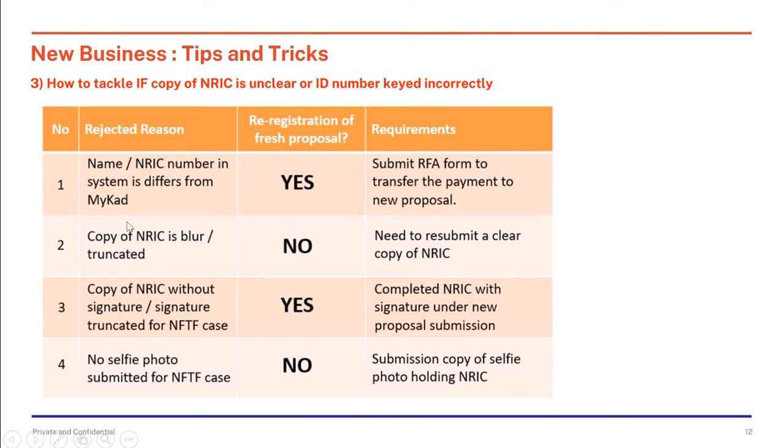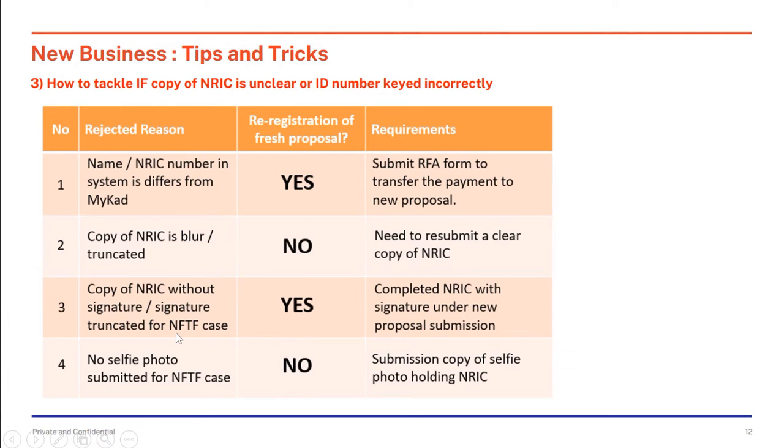Okay, for the second scenario, whereby the copy of NRIC is quite blur or maybe truncated, that means we can't view the full image. So should I re-register the new proposal? Answer is no. You just need to resubmit a clear copy of NRIC via MPOS upload. That means you just upload the clear copy again to the MPOS, then we shall pick up accordingly.